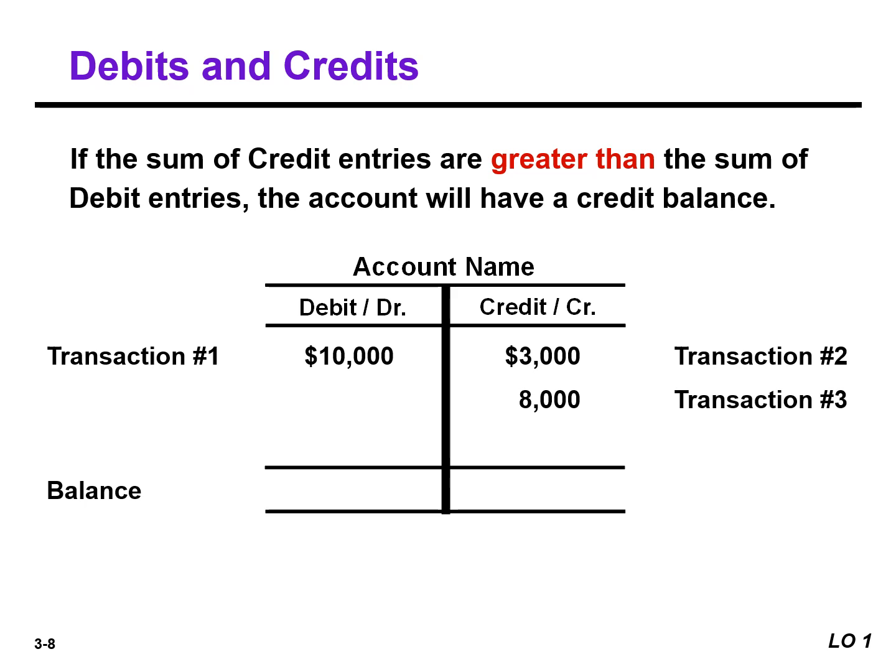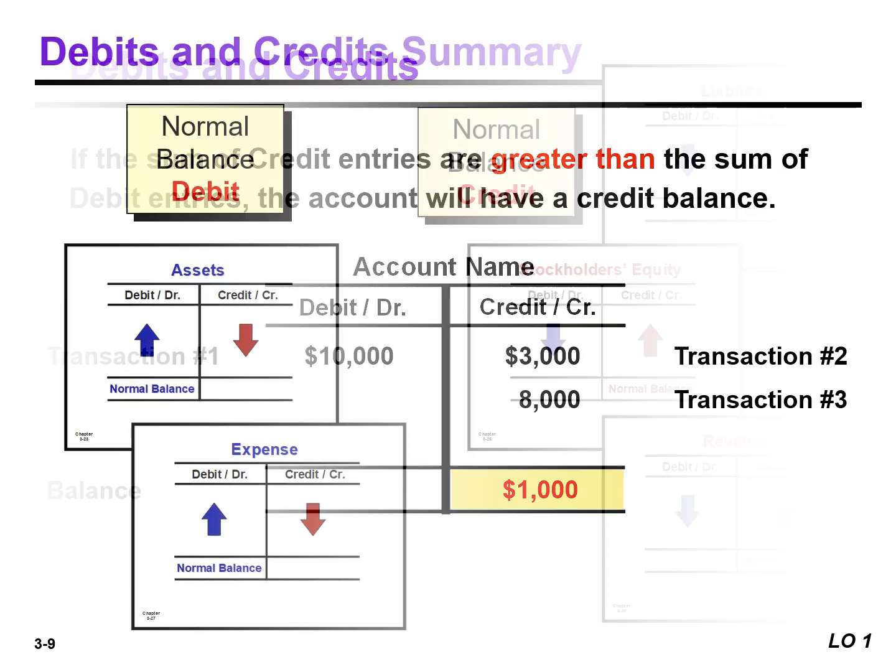If the sum of the credits is greater than the sum of the debits, it's the opposite, right? So here we have 10,000 of debit and an 11,000 credit, so we have a 1,000 credit balance.